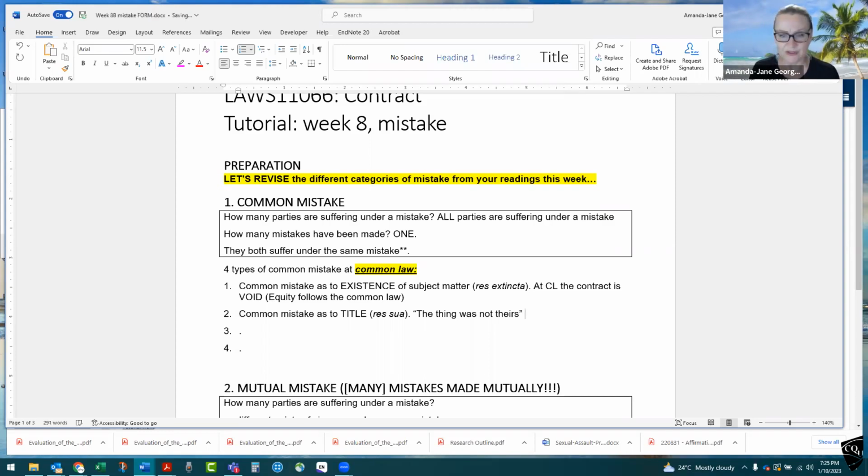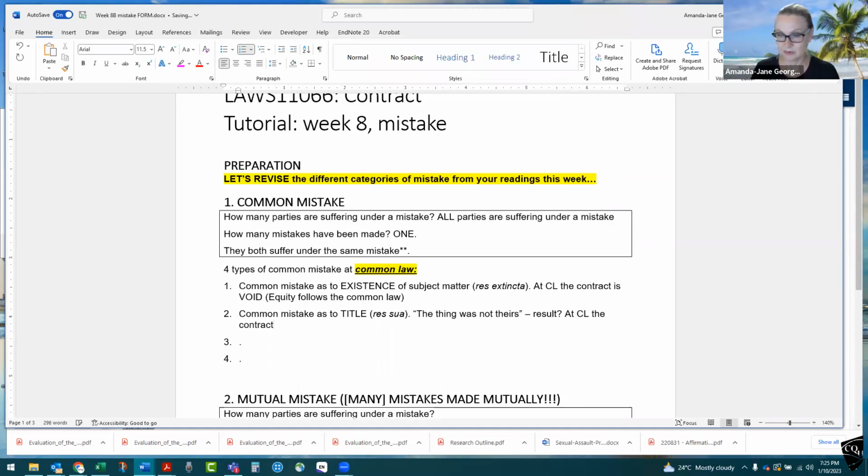The result for that at common law, what? Void. Yes. And again here, equity follows the law. Okay. Then we have common mistake as to subsisting circumstances.